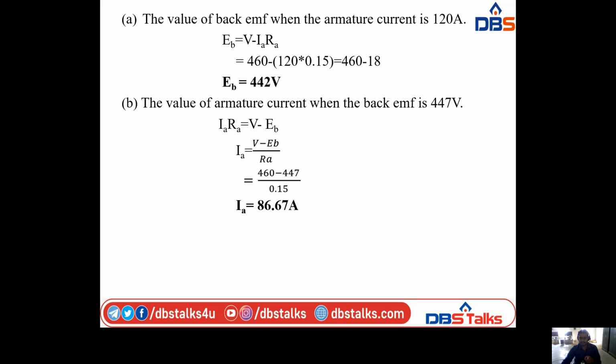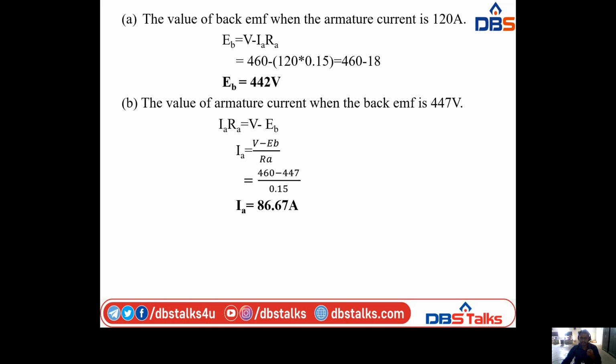Coming to the next one, we have to determine the armature current when the back EMF is 447 volts. For that, from the equation V is equal to EB plus IA RA, I am writing IA RA is equal to V minus EB. Here we have to calculate the armature current, so I am rewriting this formula as IA is equal to V minus EB by RA.